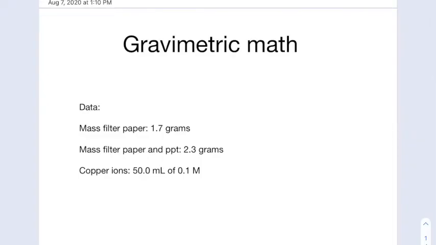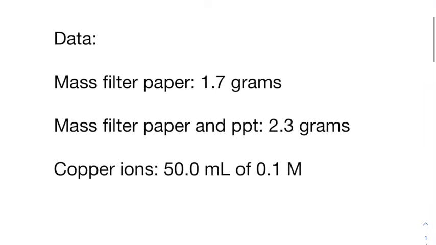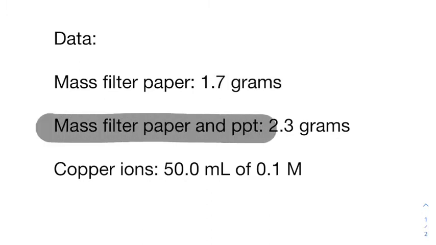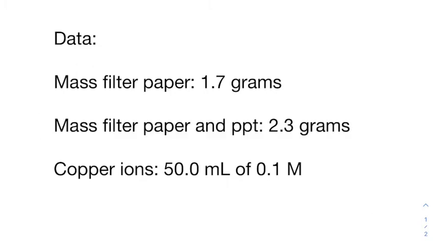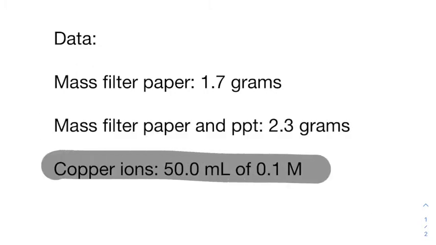So it's hard to believe that from just these three numbers we're going to be able to figure out what the formula is, but you can if you know how to do it. First of all, we know that the mass of the filter paper alone was 1.7 grams. That's going to be important. We know that the mass of the filter paper with the precipitate when we were done was 2.3 grams, and we know that we used exactly 50 milliliters of 0.1 molar copper. The carbonate we're going to be able to deduce from our math.